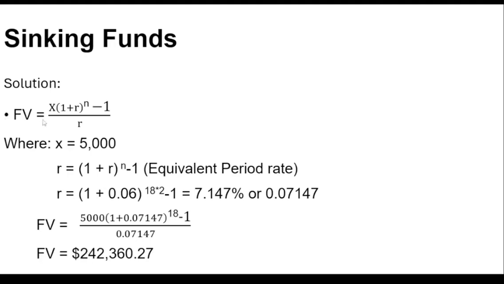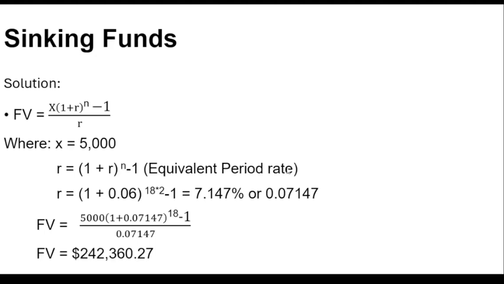So this is the formula. The future value, or the balance in the account, will be equal to x into bracket 1 plus r bracket close raised to the power n, minus 1, divided by r. Where x is the initial amount invested, 5,000. Now r here, we are going to use the equivalent period rate.